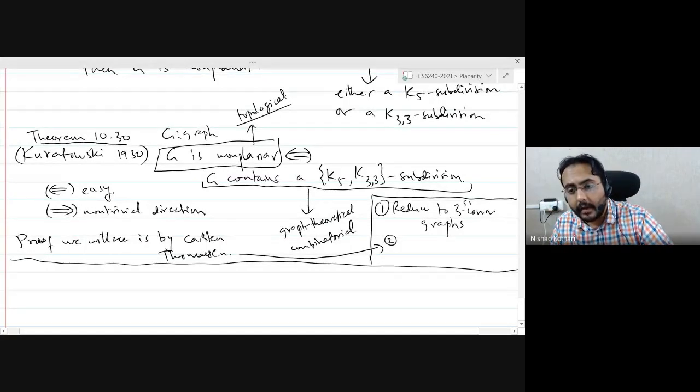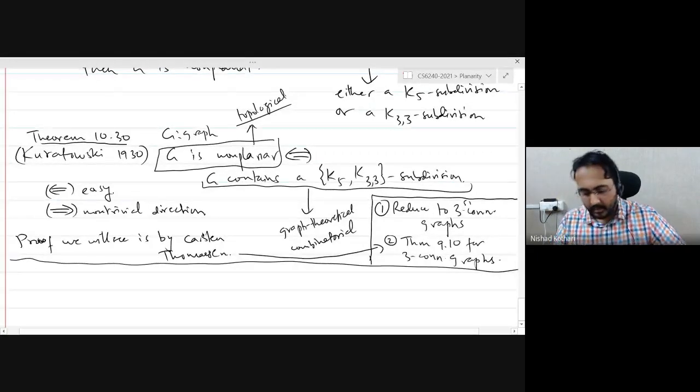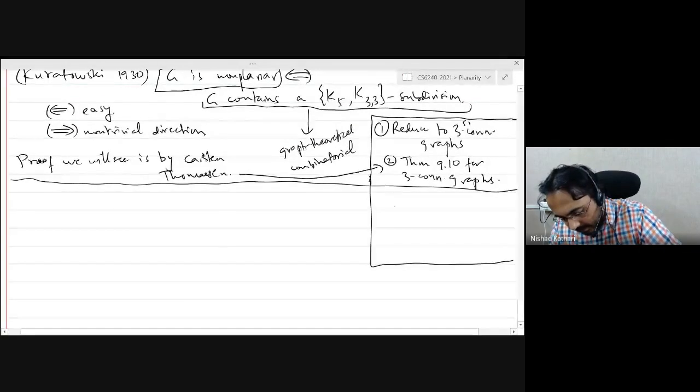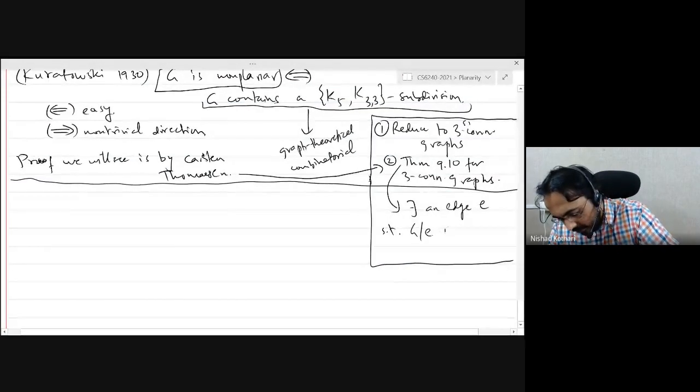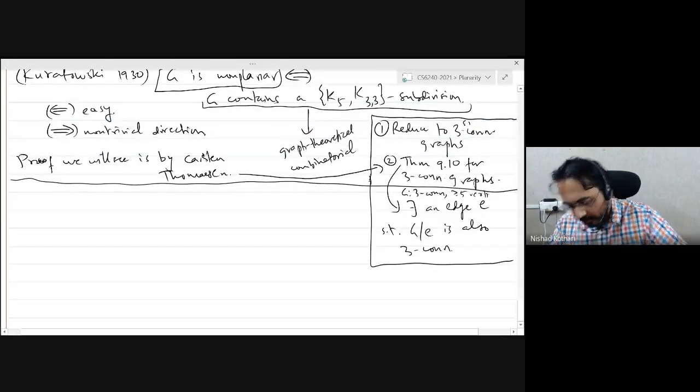Once you reduce it to three connected graphs, you apply the theory that we have already seen. In particular, we will be using theorem 9.10, which states that in any three connected graph, there is an edge that you can contract so that the graph obtained after contracting that edge is also three connected. Just to remind you, it says that there exists an edge E such that G contract E is also three connected, where G is a three connected graph with at least five vertices.